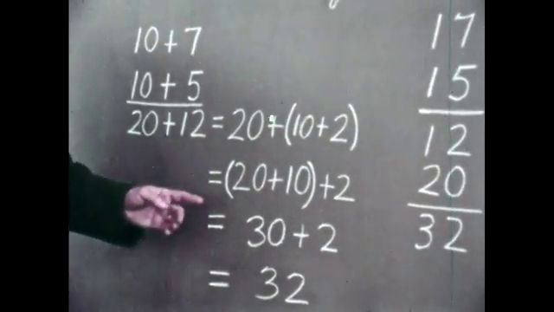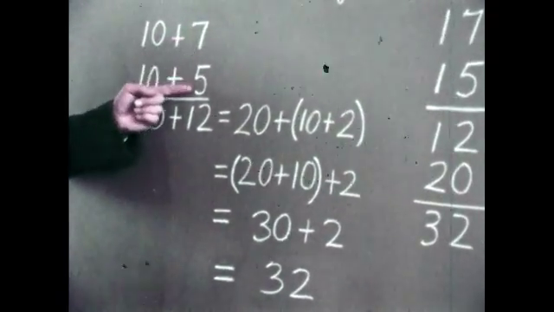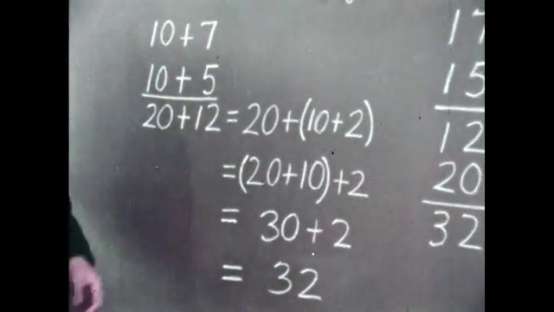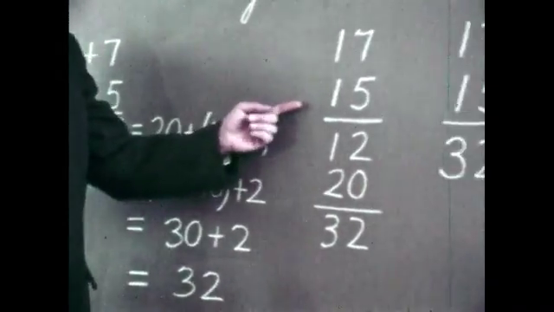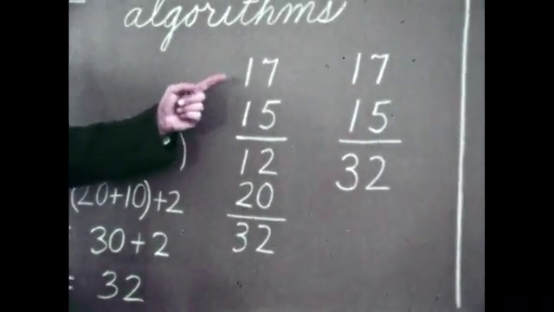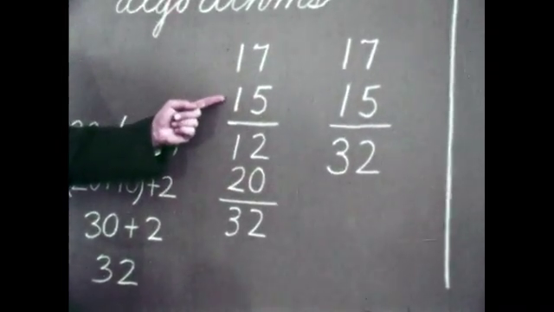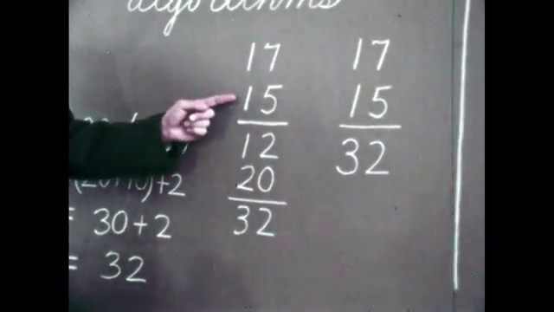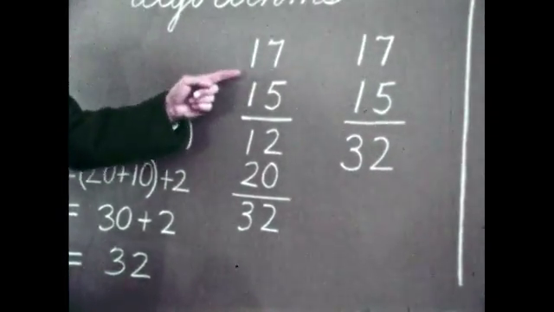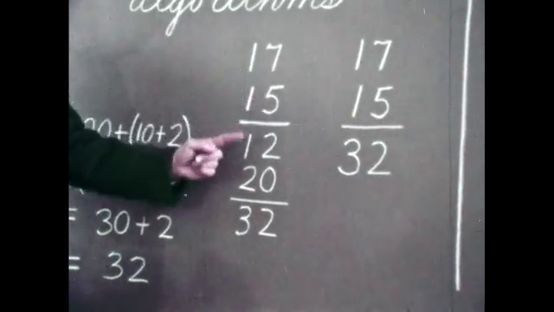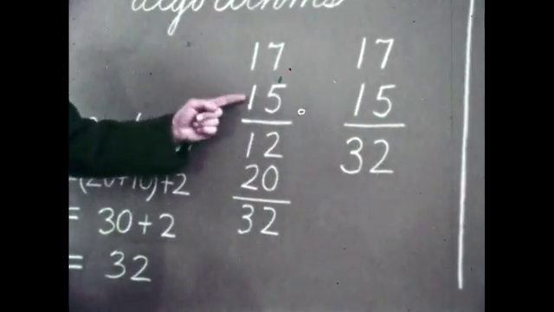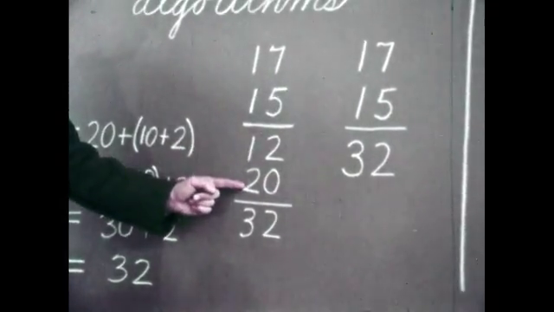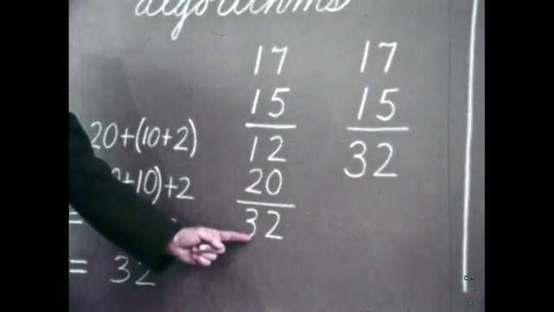After children have an understanding of adding ones and tens separately, they might then be introduced to a somewhat simpler algorithm. Here, 17 and 15 are written in abbreviated form, the standard form. But there's still an emphasis on adding ones and tens separately. 7 plus 5, 12. 10 plus 10, 20. The ones and tens are added again to get 32.